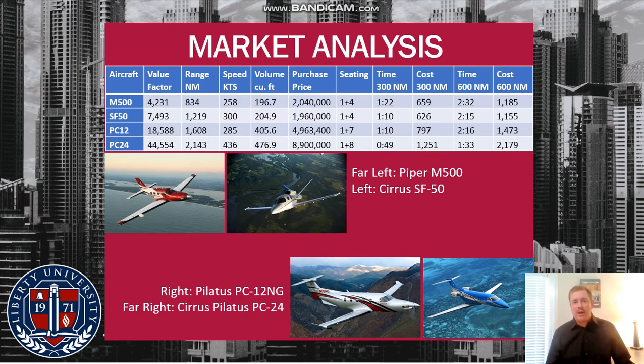So these are the four aircraft that I've chosen for a comparison of your company. The Piper M500 on the top left, the Cirrus SF50 in the middle, and then the PC-12NG on the middle bottom, and the PC-24 on the bottom right.